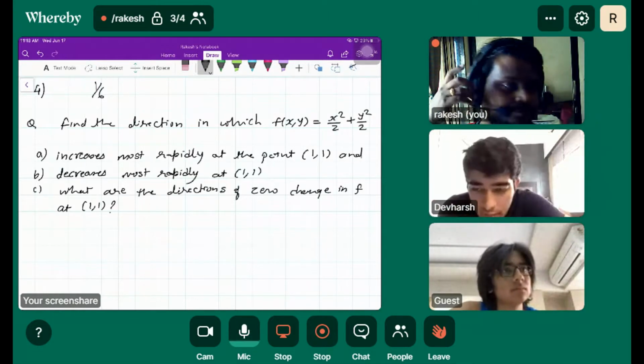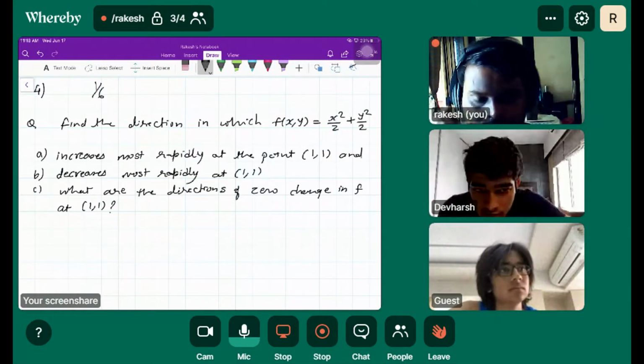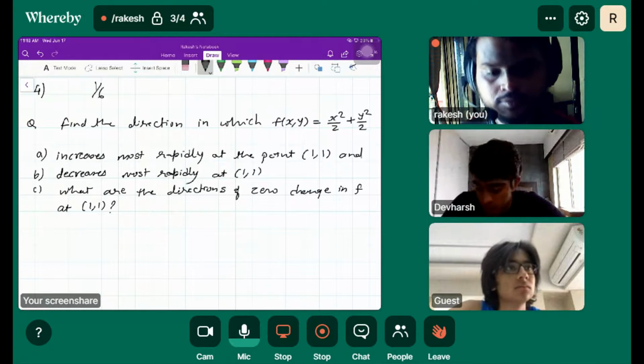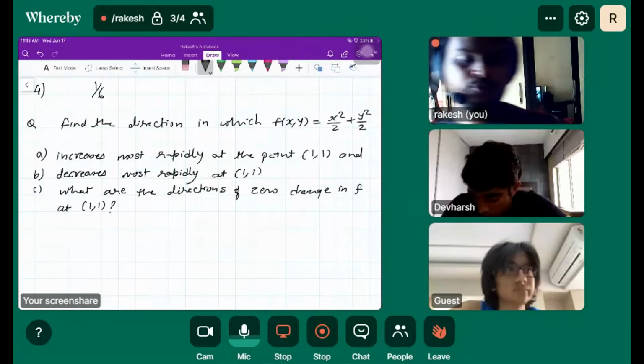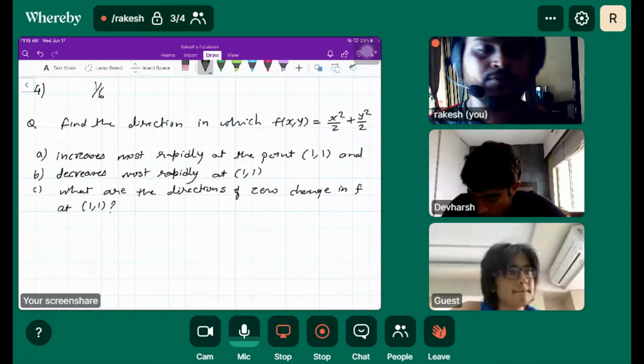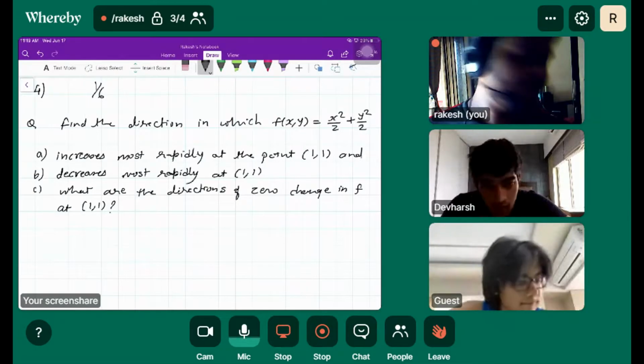So I'm not too sure. I mean, I think I know the answer, but I'm not too sure. Y increases most rapidly. So what vector you have to find here first of all? What vector you have to find?